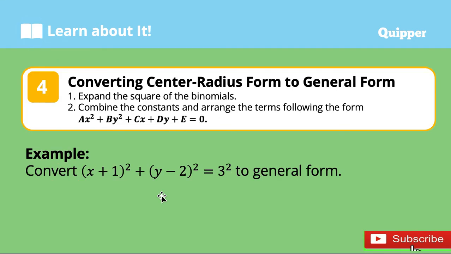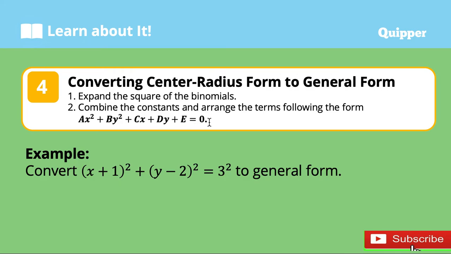Next is converting center radius form to general form. This is very easy because we will just follow 2 simple steps. First, we are going to expand the square of the binomials. And second, combine the constants and arrange the terms following the form ax² + by² + cx + dy + e = 0.